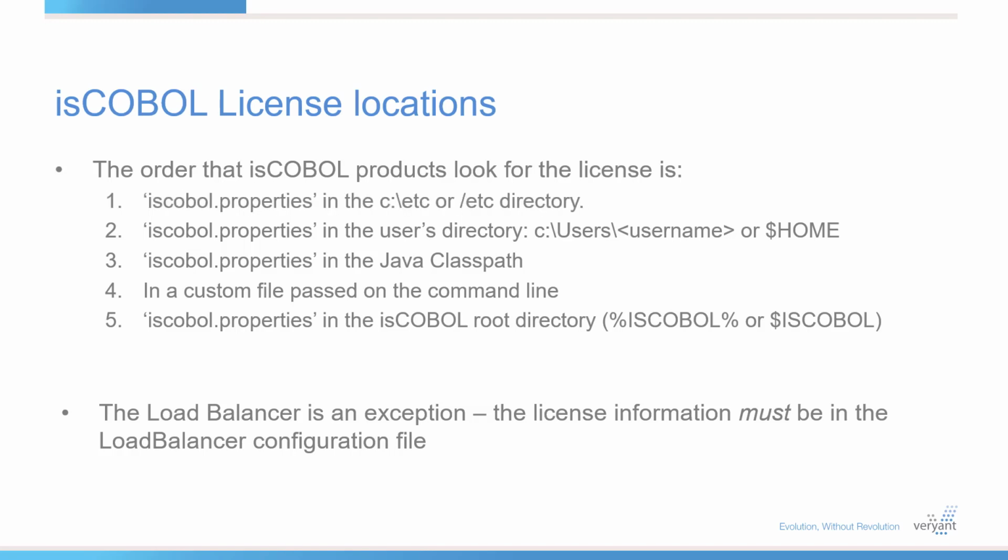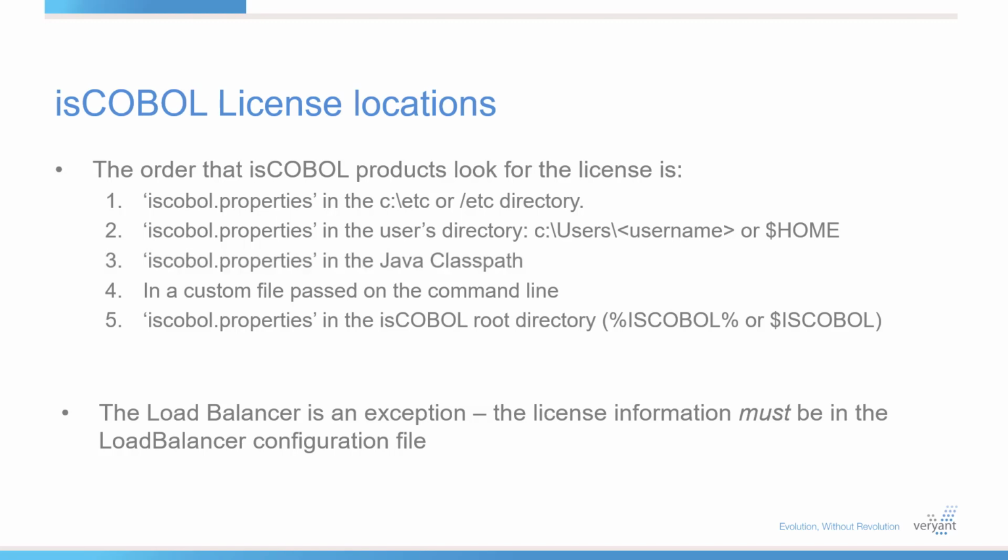The first place a product looks for a license is in isCOBOL.properties in the etc directory. Now this is where a lot of our customers keep theirs, and they add to this text file by cutting and pasting new license information in. The second place our products look is in the user's home directory of the user account that installed isCOBOL. Now this is where the setup puts the license when you enter the license information during the installation.